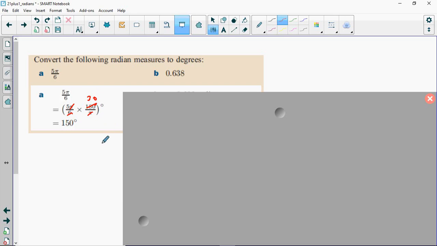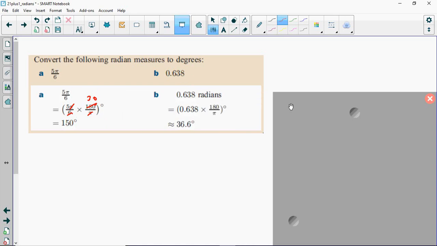Awesome. In the second case, that's already a decimal, probably an approximation. So we're just going to multiply by 180 and divide by pi. We're going to grab our calculator, press the pi button, and we'll get an approximation out for our decimals. Yes, it's true. 0.638 radians is equal to 114.84 divided by pi degrees. However, that's really not said.